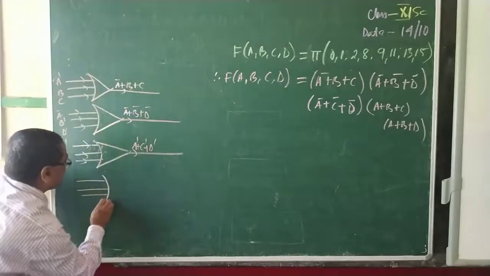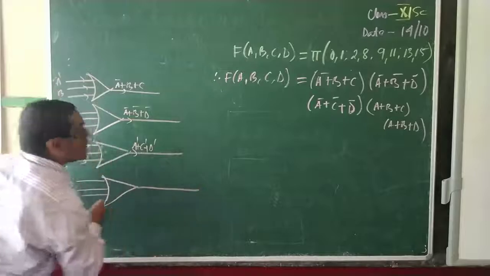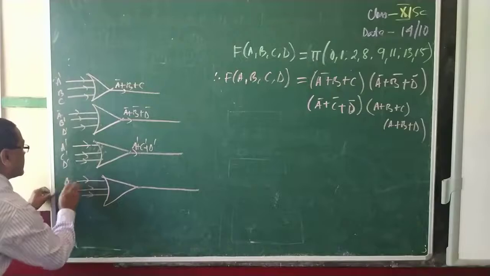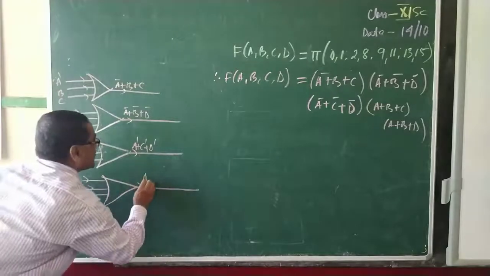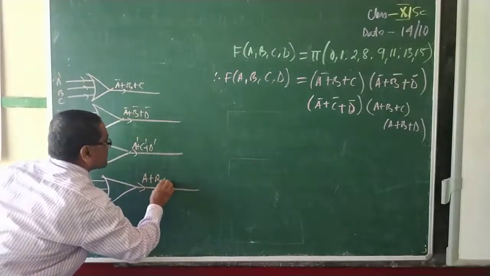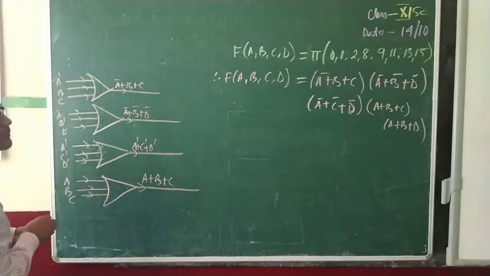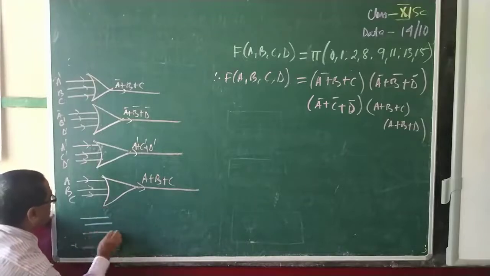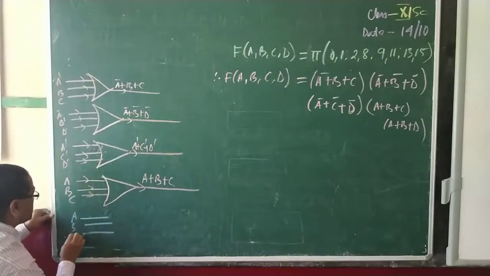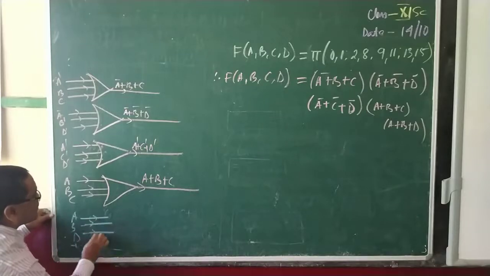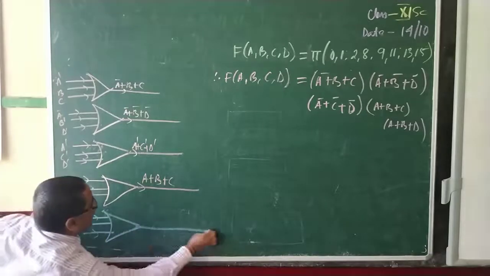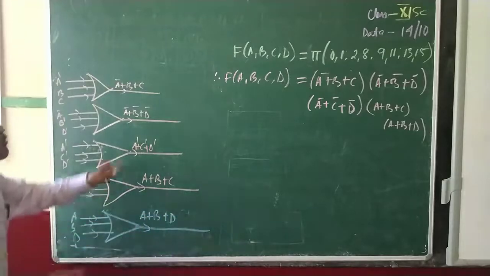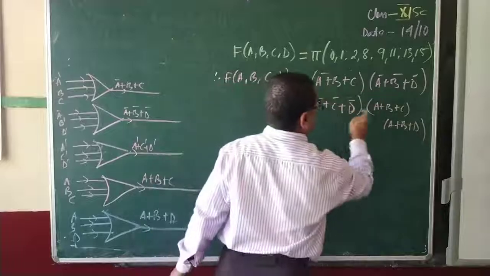And now another one. Here it is A plus B plus C. And now one more, the last, A plus B plus D. So here A, B and D, A plus B plus D. Now this is all OR gate.